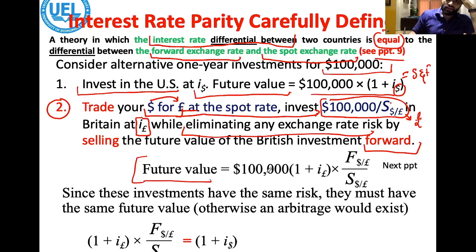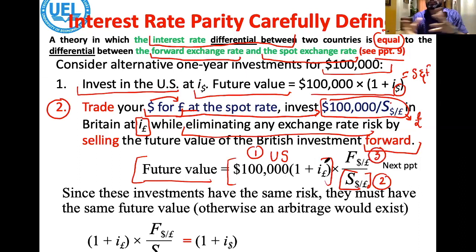So your future investment is going to be this. Step 1, you borrow in the US. Step 2, you convert into pounds. And step 3 is your maturity date, which is the forward price. So these are the 3 steps we have. We can write these 3 steps in such a way.